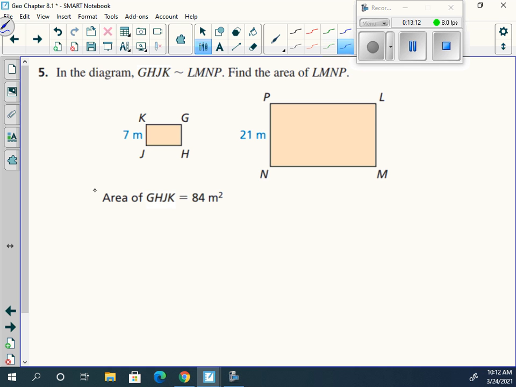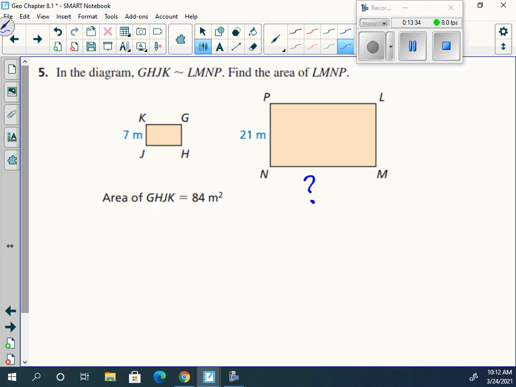All right, let's go on and do this one here, last one of the day. This is the last problem on the note sheets, and we're going to be done with them after this one here. So these two quadrilaterals are similar. The area of one of them is 84. We want to know the other area of the other one.